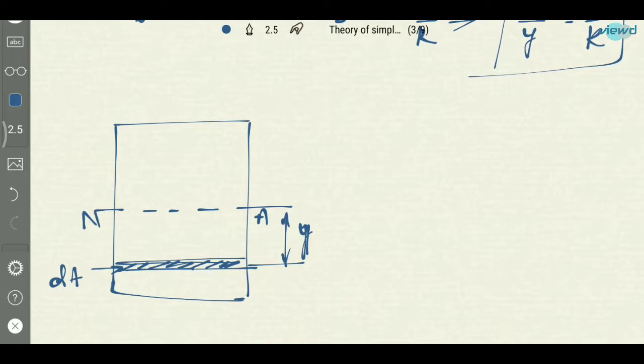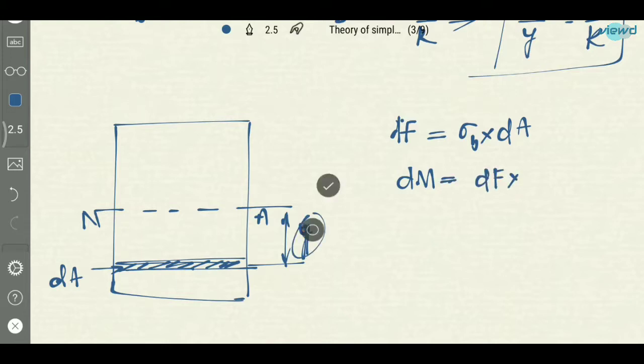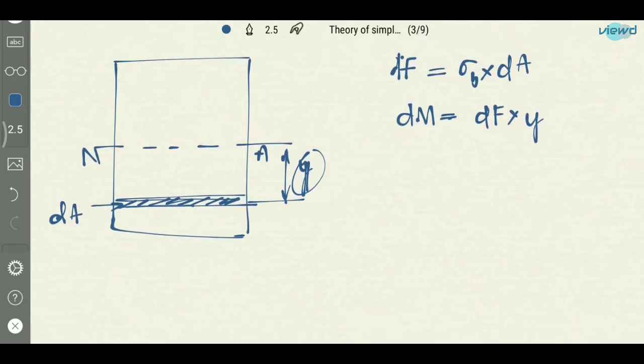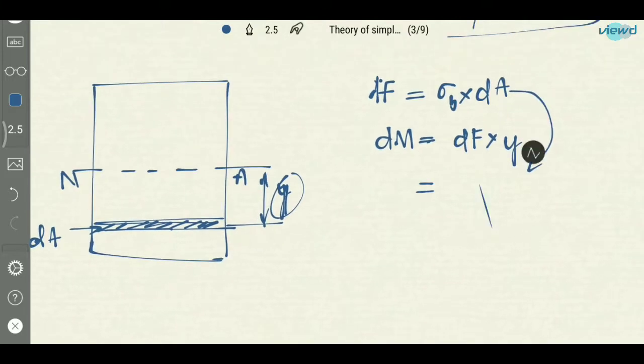So the force on this elemental layer will be: elemental force is equal to stress into elemental area. We know that stress is equal to force by area, so force is equal to stress into area. So what will be the moment acting on this layer? The elemental moment dM will be, what is moment? Force into perpendicular distance. The perpendicular distance is y. Now if we substitute dF as sigma b into dA, into y, dM will be this one.